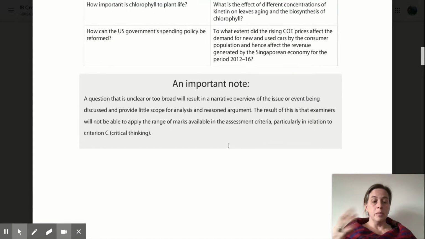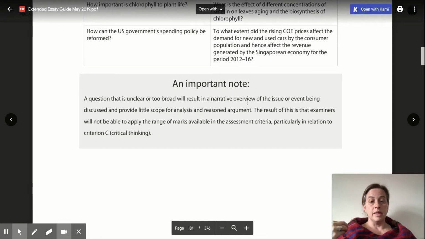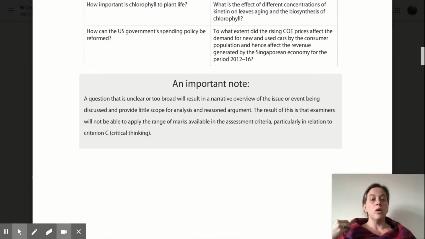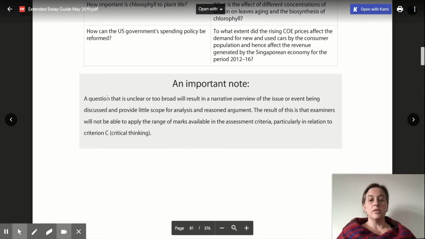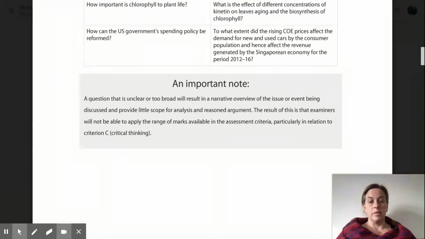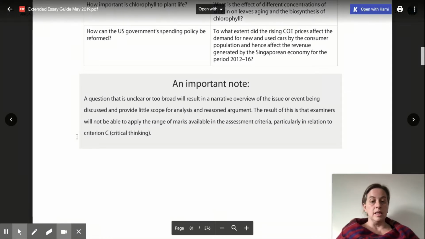They have an important note here. A question that is unclear or too broad will result in a narrative overview of the issue or event being discussed and provide little scope for analysis and reasoned argument. The result is that the examiners will not be able to apply the range of marks available in the assessment criteria, particularly in relation to criterion C, critical thinking.